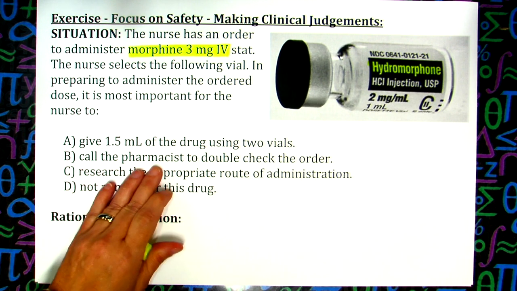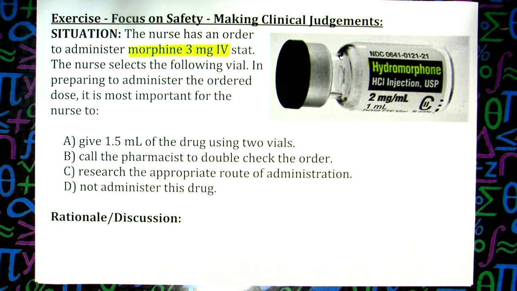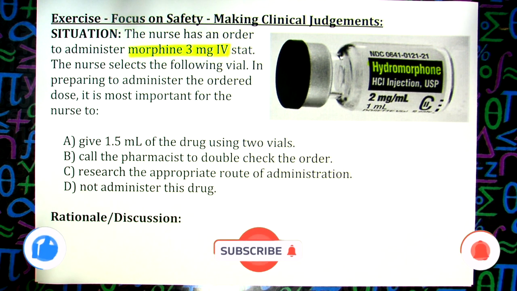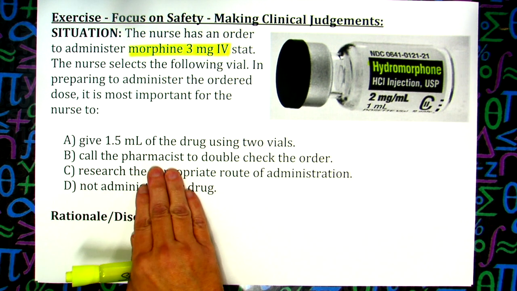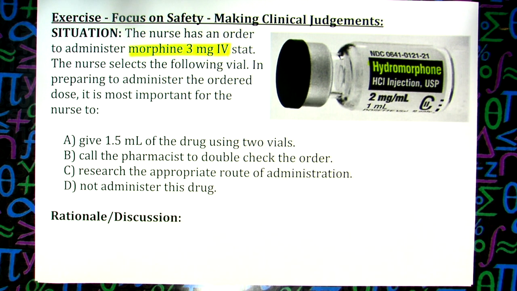B says call the pharmacy to double check the order. Okay, so before you take the time to call the pharmacy, you definitely should check the original order, and that's going to be found in the physician's order sheet. So you don't need to make that phone call to the pharmacy until you've checked the physician's order sheet.